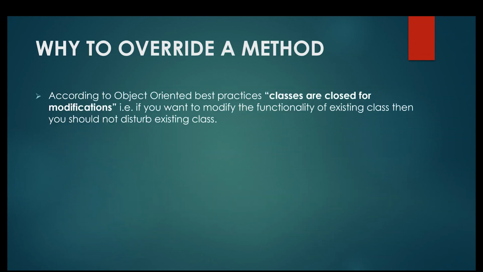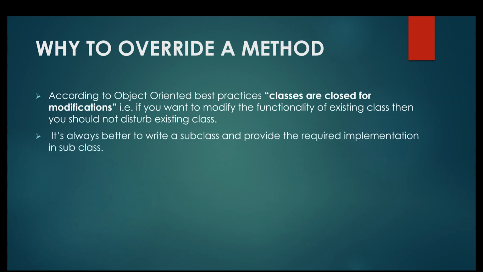The first point about why we override a method is the same as I already told you: according to object-oriented best practices, classes are closed for modification, which means if you want to modify the functionality of the existing class, then you should not disturb the existing class and rather write a subclass and provide the required implementation. That's the reason why we prefer overriding a method in the subclasses.